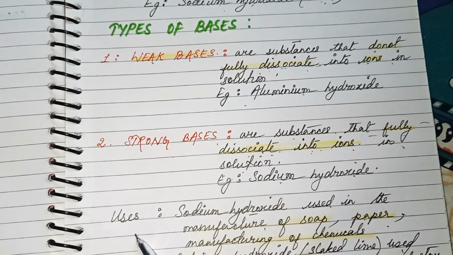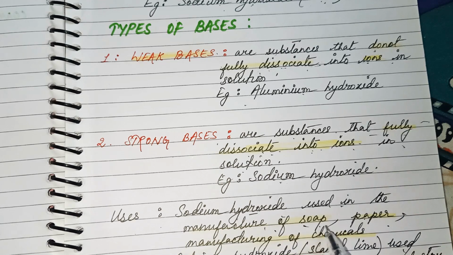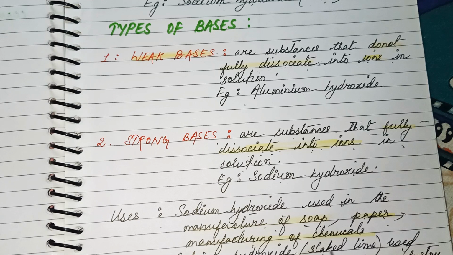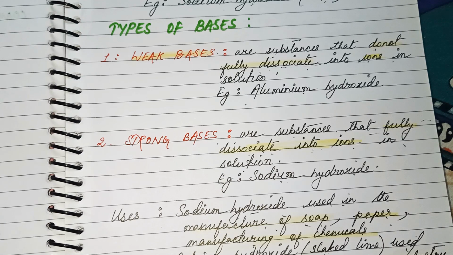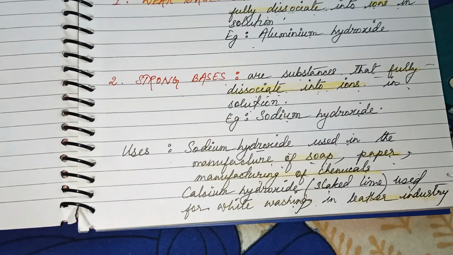Then some of the uses of bases. Sodium hydroxide is used in the manufacture of soap, paper, and chemicals. Then calcium hydroxide, which is also known as slaked lime, is used for whitewashing in our houses, and in the leather industry. So these are the uses of sodium hydroxide and calcium hydroxide. Then there are different types of bases which have different uses.